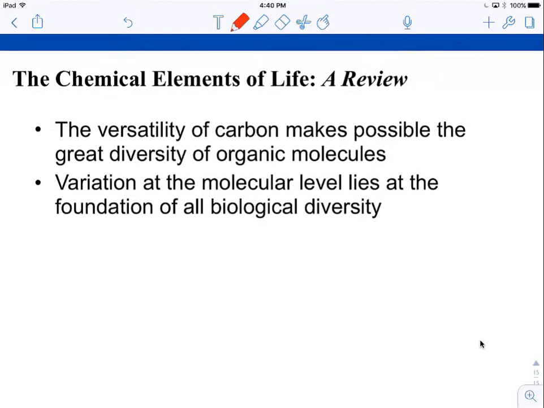All right, so a quick review for the chemical elements of life. So this is our biochemistry. Carbon is the guy. He's the man. Carbon and the versatility of carbon makes all the diversity of organic molecules possible. See, diversity is always important. And variation at the molecular level lies at the foundation of all biological diversity. So we all look different, act different, organisms, plants, animals, protists, fungi, everything, all has to do with carbon and these functional groups. Everything boils down to that.